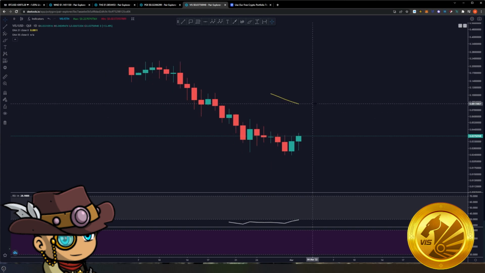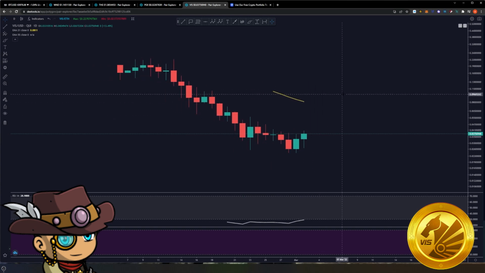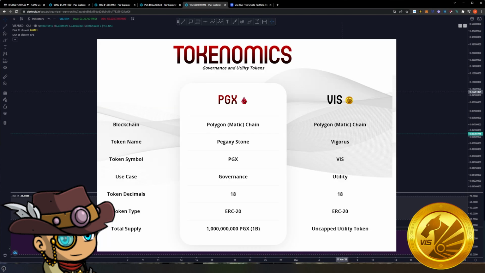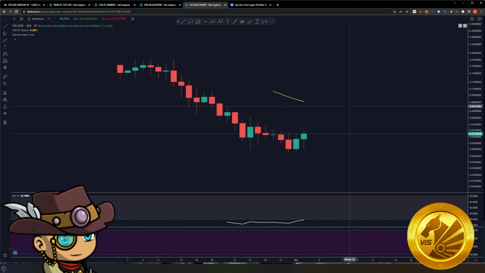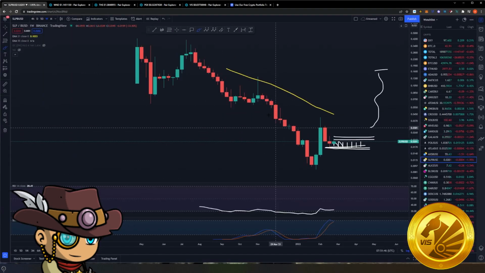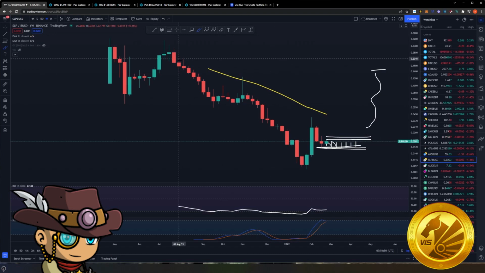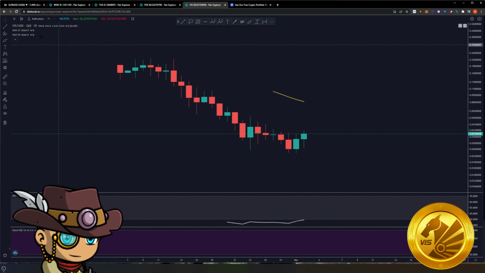So I also have the chart of Vigorous right here. And if you notice, the Vigorous price action can be explained quite simply just by looking at the total supply for this token. That's right. Because this token has unlimited supply, if you do not have any burn mechanisms, then we are pretty much guaranteed to go on a downtrend forever. Very similar to this. If you look at the SLP price action, this is pretty much the eventual destination of Vigorous, assuming that we don't have proper burn mechanisms in the future.